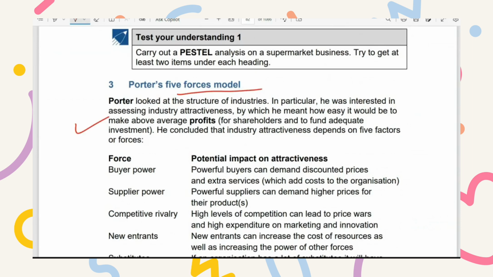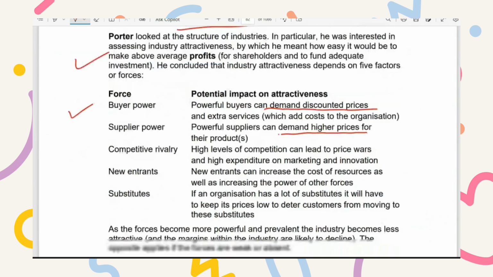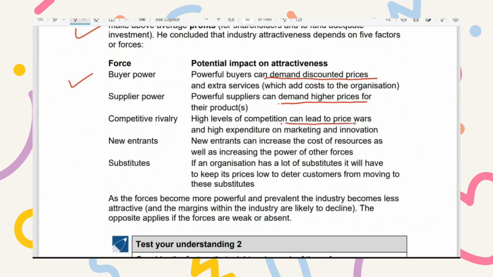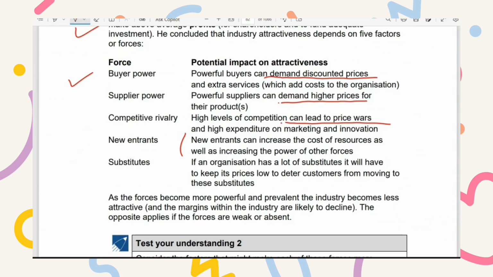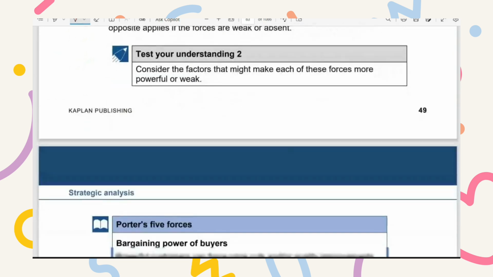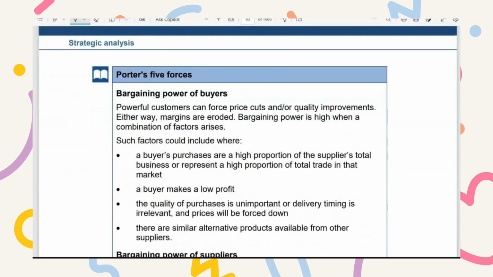The Porter 5 forces model. Under the Porter 5 forces, look into the power of buyers, who can demand discounted prices. Supplier power: suppliers can demand higher prices for their products. Competitive rivalry: a high level of competition can lead to price wars. New entrants are the new business newbies. And substitutes: whether your product has a substitute. You make this analysis to get your suggestions.